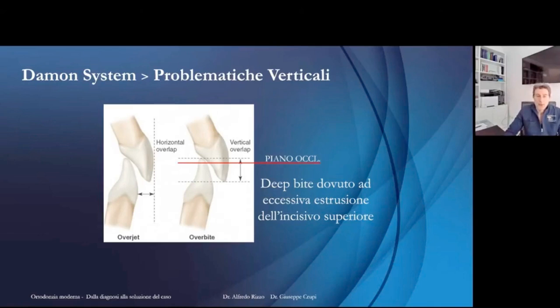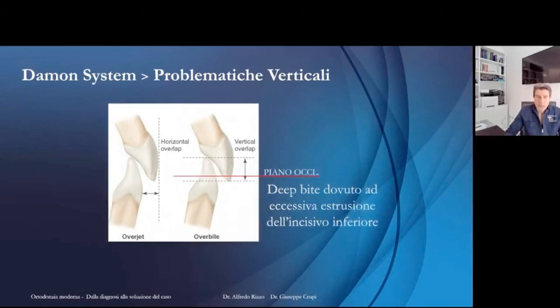In this picture, we see a deep bite due to excessive extrusion of the upper incisor, whereas the lower incisor is in the correct position relative to the occlusal plane. So the reason for the deep bite is exclusively the extrusion of the upper incisor. Whereas here, we see the opposite. We see that the lower incisor is way higher than the occlusal plane, way higher than 1.5 millimeters above the occlusal plane. So the deep bite here is due to excessive extrusion of the lower incisor.